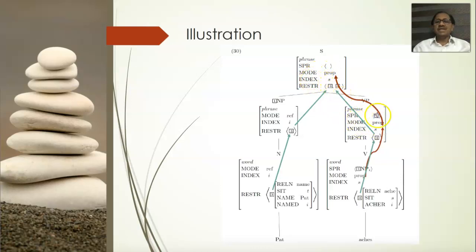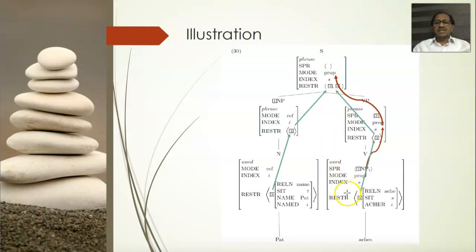So the VP is the head daughter for the S. So the mode and index values of the head daughter are identical with the mode and index values of the mother node, or the S node. So by the inheritance principle, the mode and index values are calculated from the head, the word, to the phrase. Now let's look at the semantic compositionality principle here.